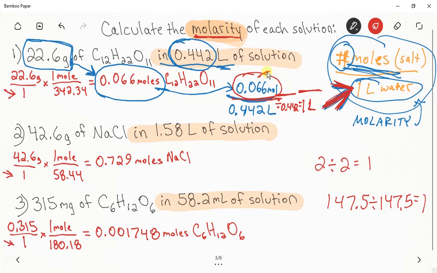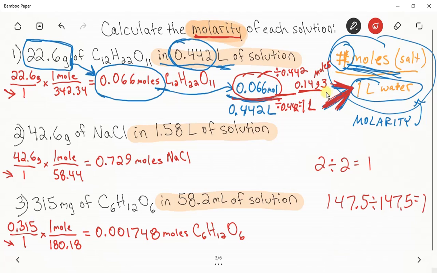So that means we have to take this 0.066 moles, and we also have to divide that by 0.442. So if we take our calculator and divide 0.066 divided by 0.442, that's going to give us 0.1493. And so 0.1493, what is that? 0.1493 moles.